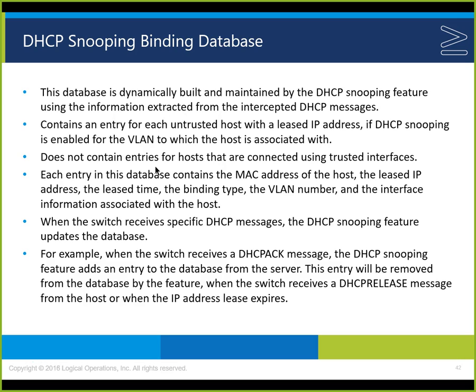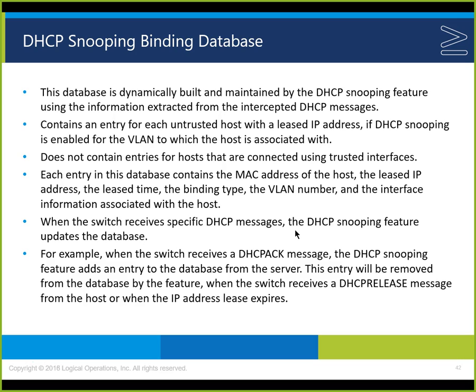The binding database is dynamically built. We looked at it. If you have something that needs to be in it, you can add entries manually. For each untrusted host with a lease IP address, the database contains entries, but it does not contain entries for hosts connected using the trusted interfaces. The Gig0/1 interface wasn't there because it is a trusted one. So we get a listing of everything except the DHCP server.